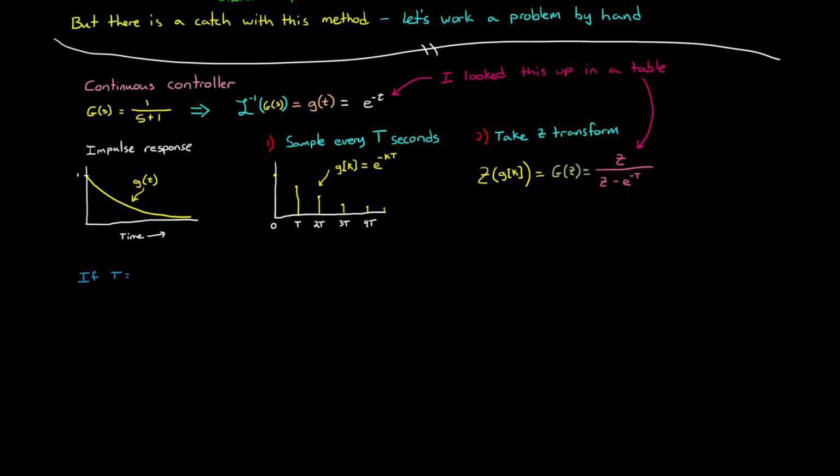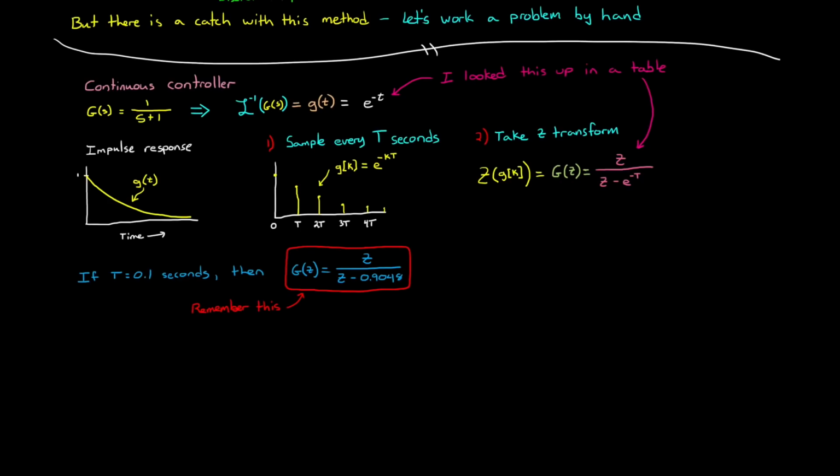For this example, let's set T to 0.1 seconds so that the Z transfer function becomes z over z minus 0.9048. And this is the Z-domain representation of our system's impulse response when sampled at 0.1 seconds. We should remember this because we're going to reference it later. So that's a way to go from an S-domain system to a Z-domain system.